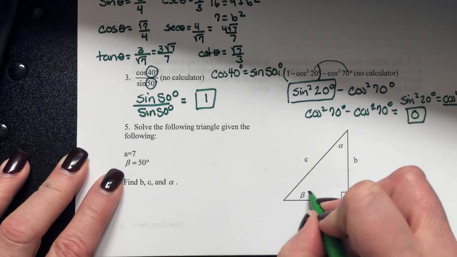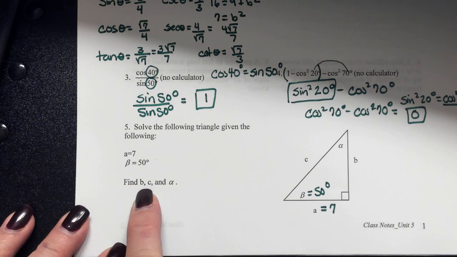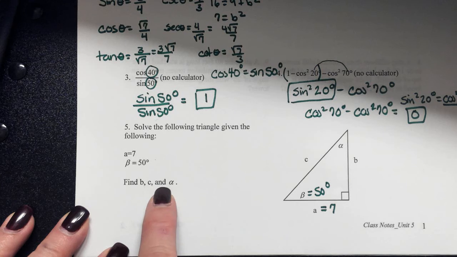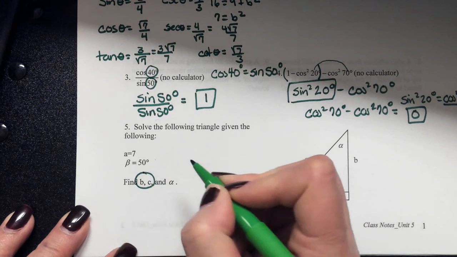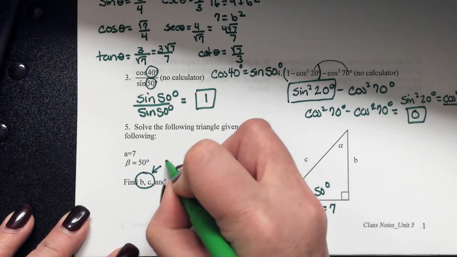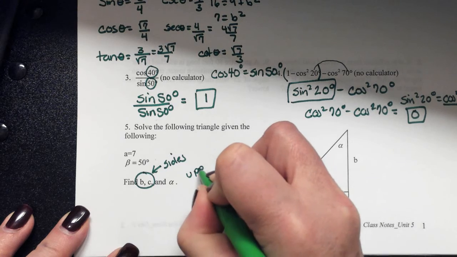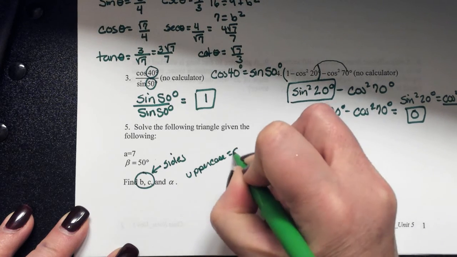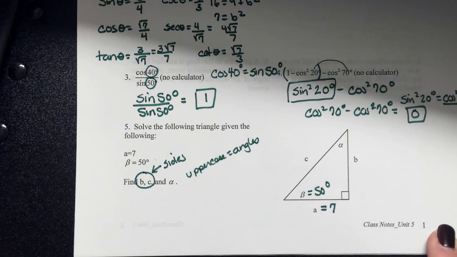Angle beta is 50 degrees. So they want us to find side B, side C, and angle alpha. Just so you know, when you see lowercase letters in this particular unit, this represents the sides of the triangle. Uppercase letters will represent angles. Just so you can distinguish between sides and angles, if you see lowercase letters, that means you're solving for sides. Uppercase letters means you're solving for angles.